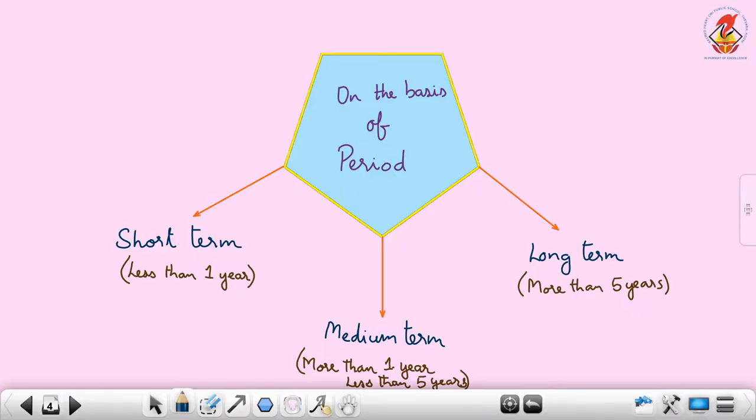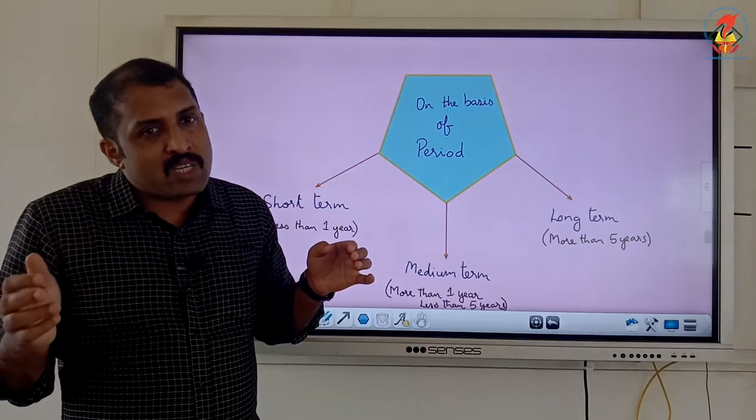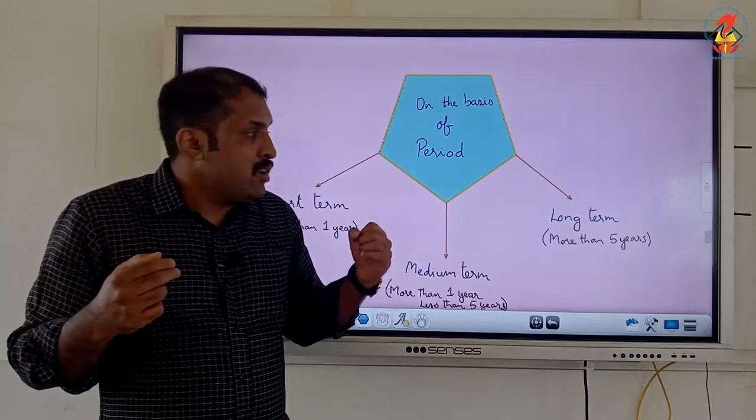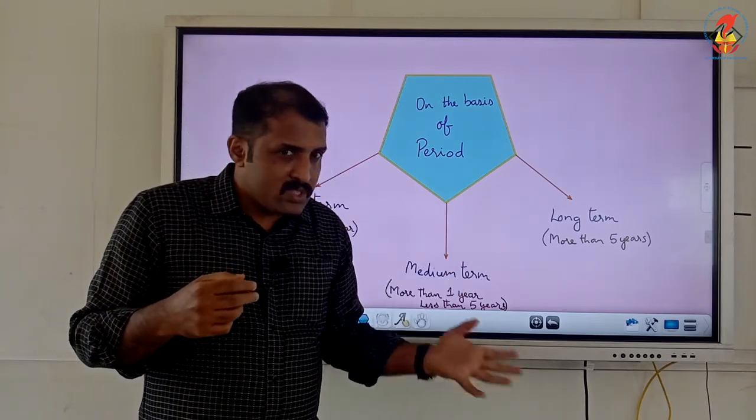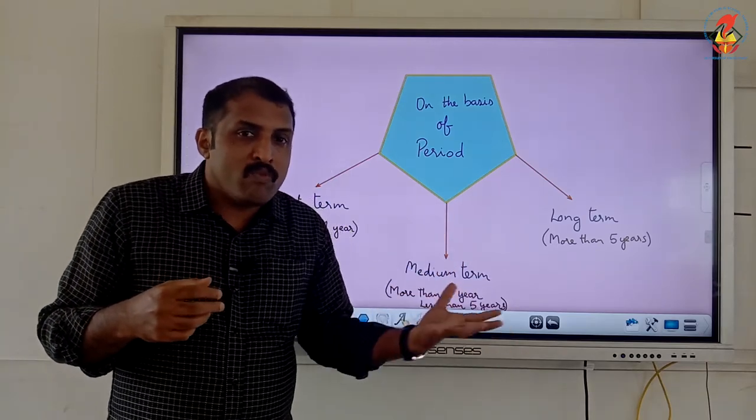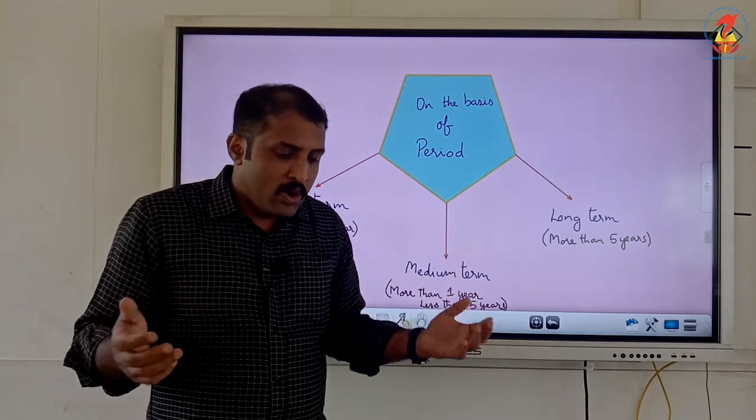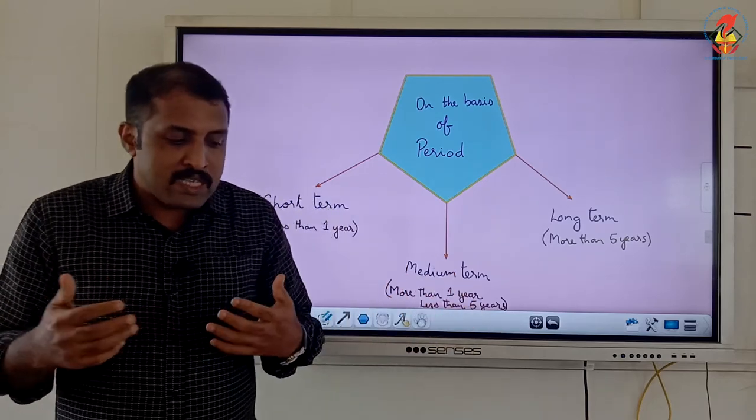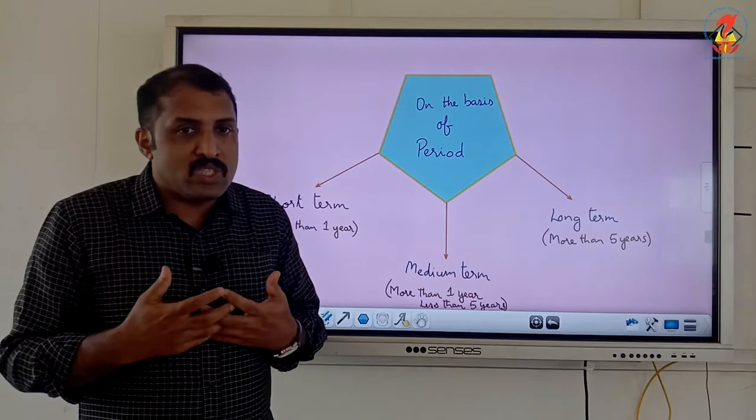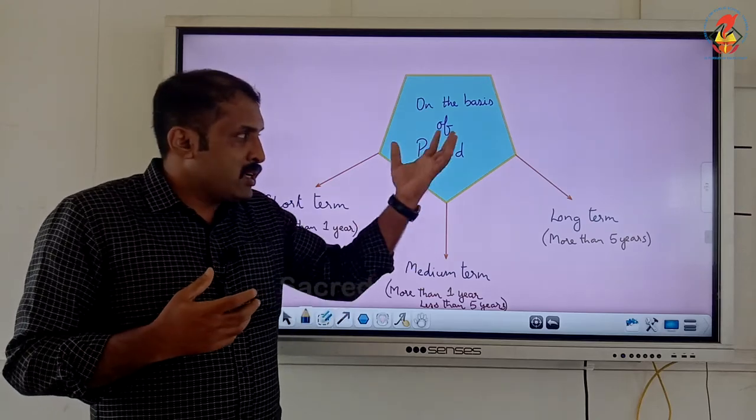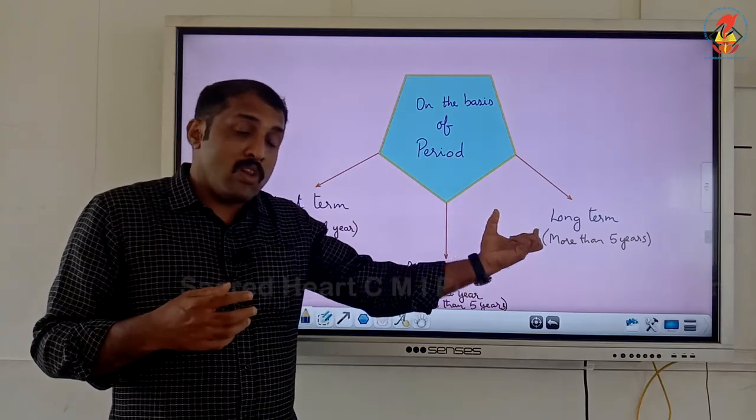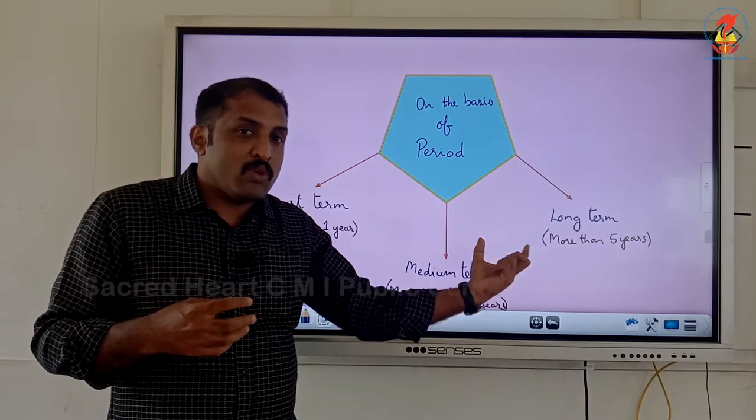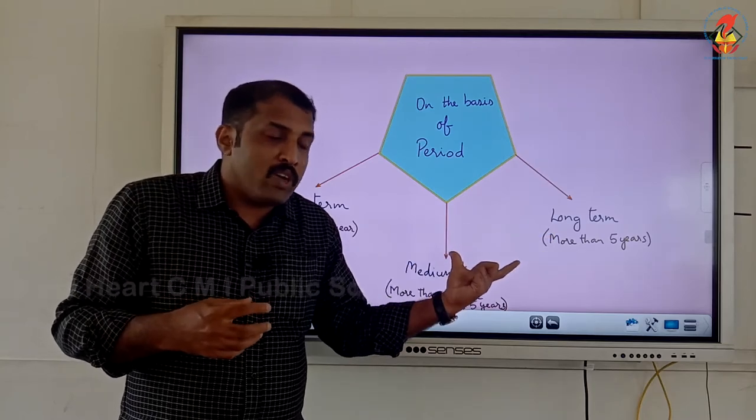Long term sources of finance are required for more than 1 year, or such sources will fetch us capital for more than 5 years. Long term loans, equity shares, retained earnings, debentures, such kind of sources are termed as long term sources. So it will be for a period of more than 5 years.